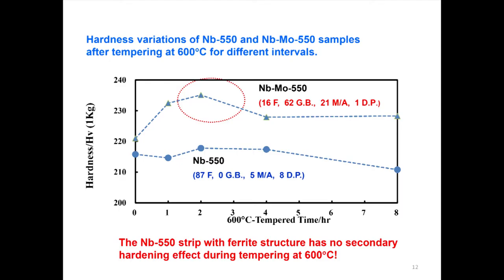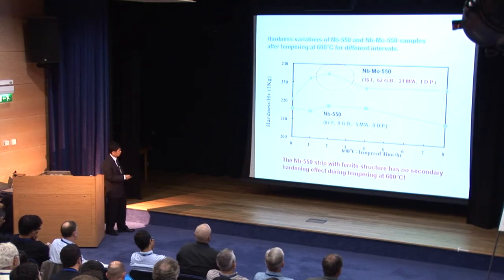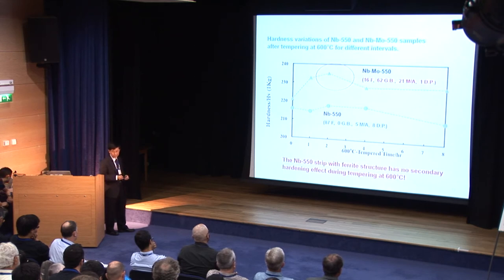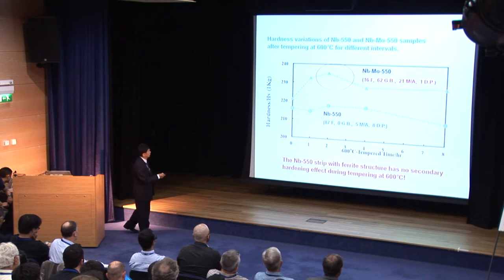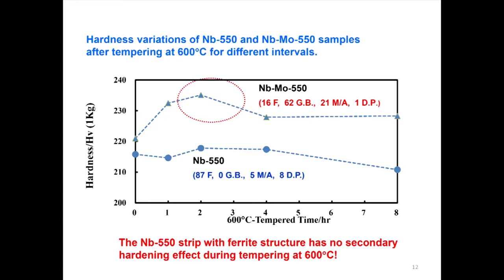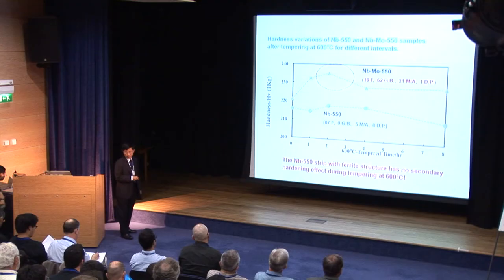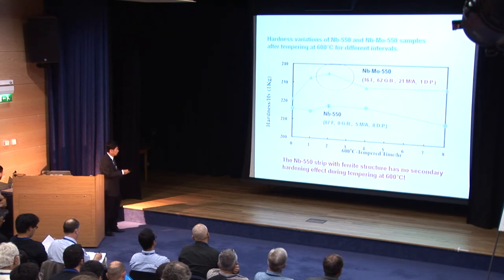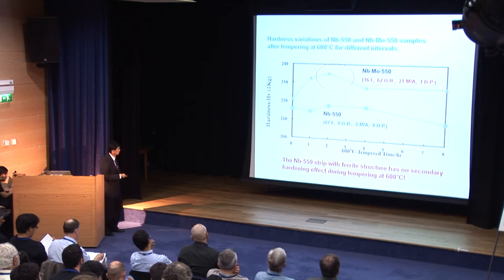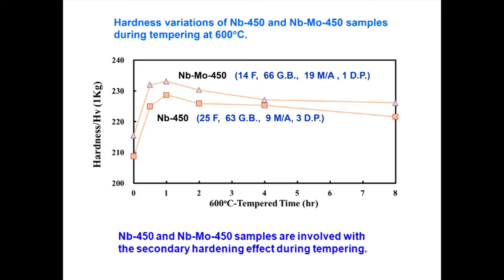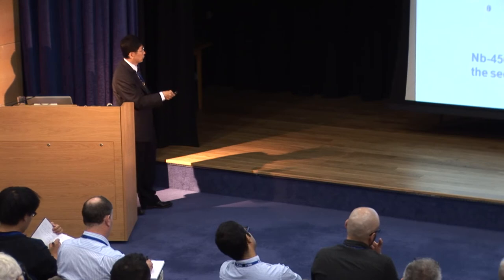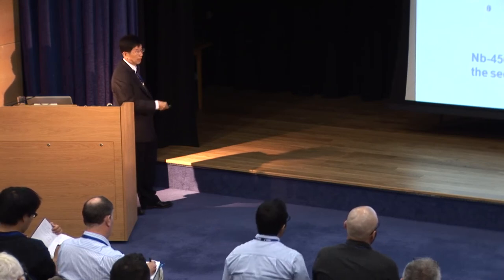Let's compare niobium 550 and niobium-moly 550 after tempering for different time intervals. This strip contains zero granular bainite, so no secondary hardening can be detected. However, for niobium-moly 550, we can see after 1 hour the hardness rises up quickly, and there's a very strong peak after 2 hours of tempering. Here we also show niobium-moly 450 and niobium 450, containing granular bainite 66% and here 63%, and we can detect the secondary hardening after 1 hour of tempering at 600 degrees C.